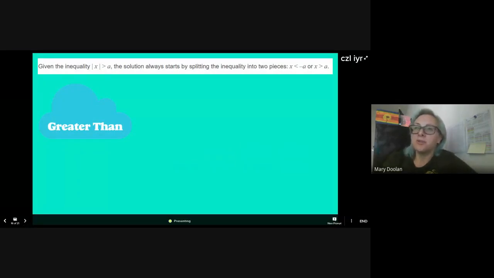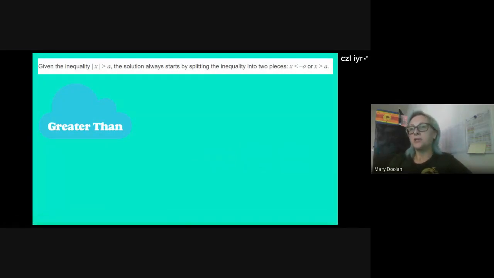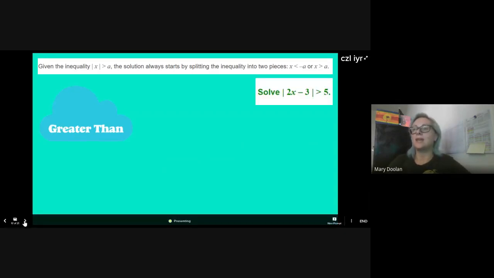The other thing I want to cover with you is absolute value of an inequality. Now, instead of less than, we're looking at greater than. Given an inequality, the absolute value of x is greater than a, the solution always starts by splitting the inequality into two pieces. So we have a compound OR inequality: x is less than -a, or x is greater than a.